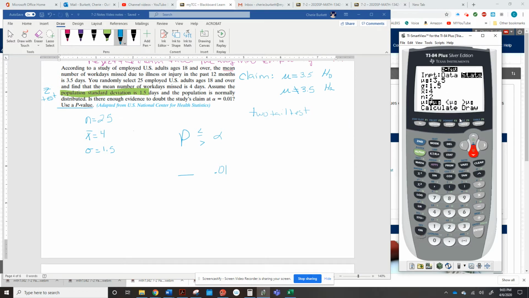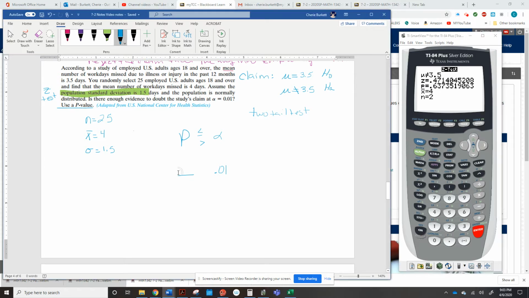So I'm going to leave that one highlighted. I'm going to go down here to calculate, and it calculates it, and it gives me my test statistic. So if it asked for my test statistic, it would be 0.47. This is the p-value, so that's the area for this problem.